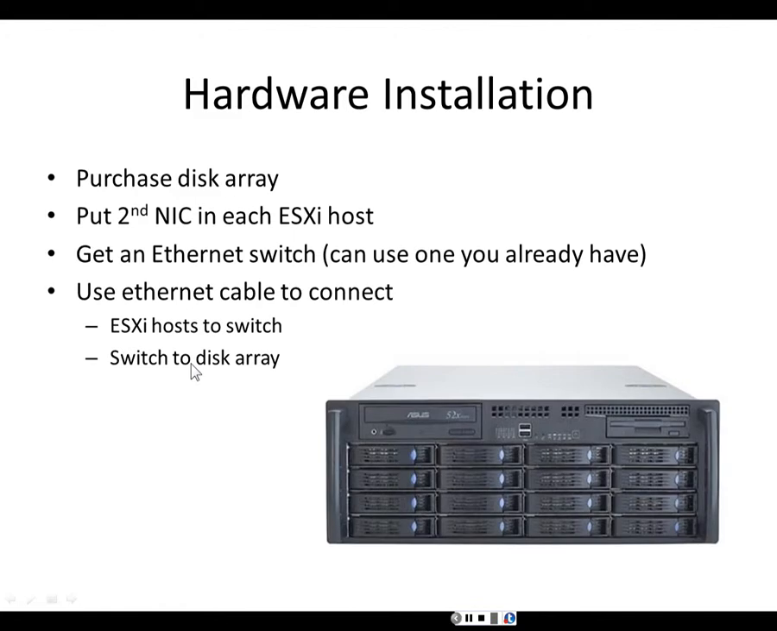The first thing to do is to purchase the disk array and then to put a second network interface card in each ESXi host to form the storage area network. Then get an Ethernet switch, and you can use one that you already have. And then use Ethernet cable to connect the ESXi hosts to the switch and to connect the switch to the disk array. That is our hardware installation.